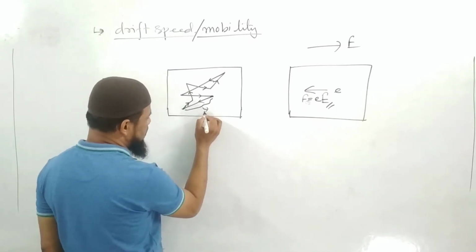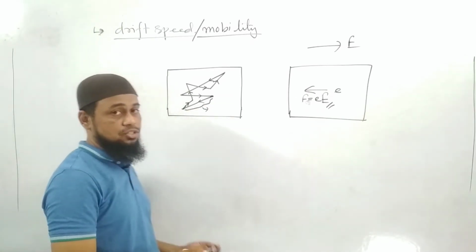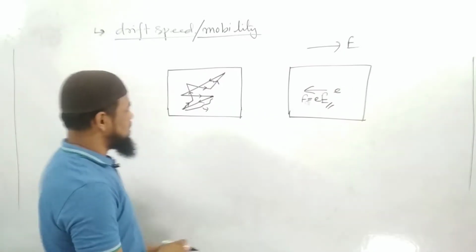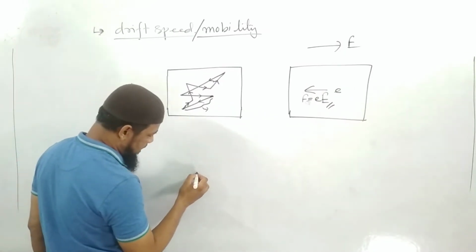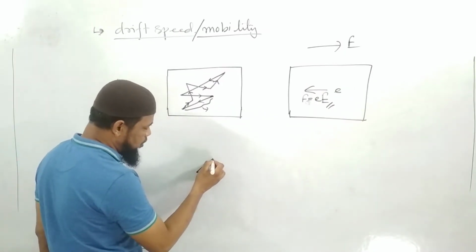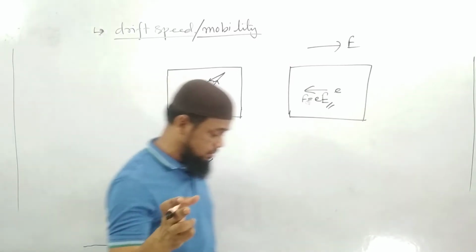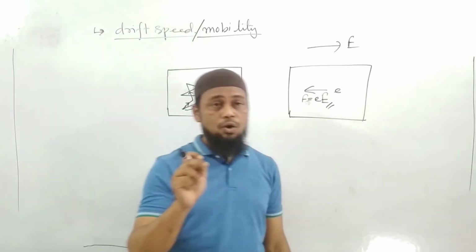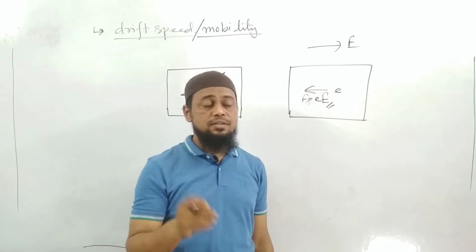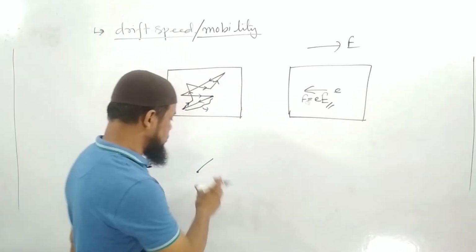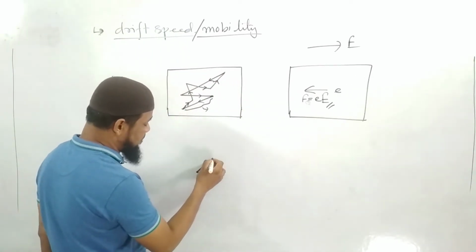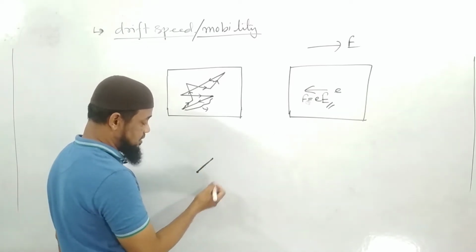And this time will be called as what? Relaxed time, relaxation time. Okay? So you see, it's not necessarily that the collisions will occur at a regular interval of time. Instead, we can say the collisions will take place at irregular intervals of time, random intervals.